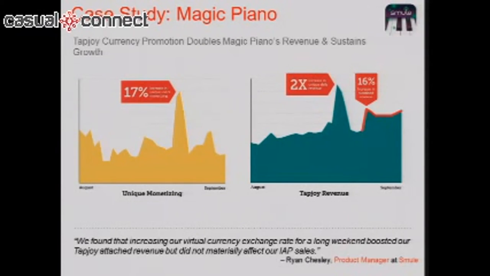And what they saw is a 2x increase in revenue, a 17% increase in the unique users that were monetized through Tapjoy, and afterwards, a 16% increase in revenue that trended higher because more people knew that Tapjoy existed. So currency sales are a great way to boost revenue in the app and through alternative payment platforms as well.